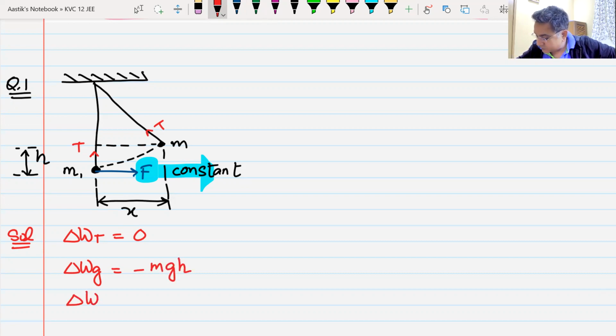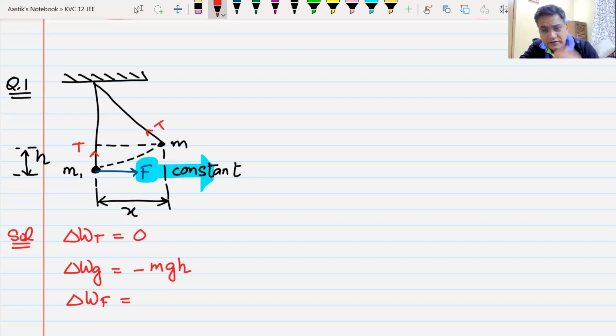What is the work done by the force F? F into x square by 2, sir. Is that, or x square by 2? Which one? F into x square by 2. Everyone got the same answer? Yes or no?